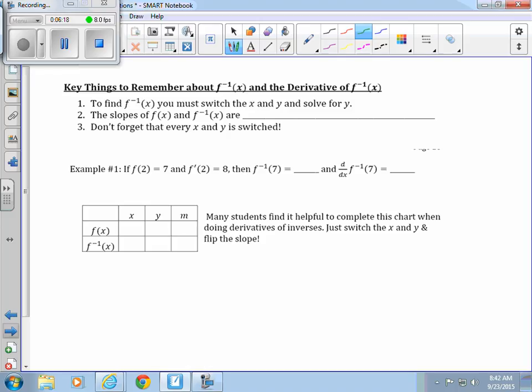So, key things to remember about f inverse and the derivative of f inverse. To find f inverse, if you are ever asked to do that, you switch x and y. The slopes of f of x and f inverse are reciprocals.